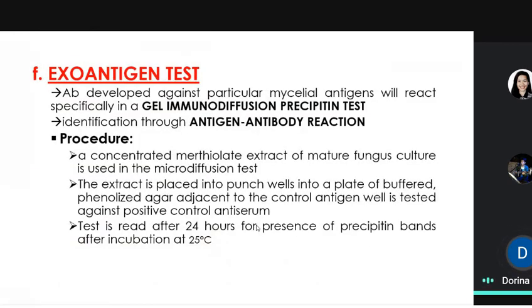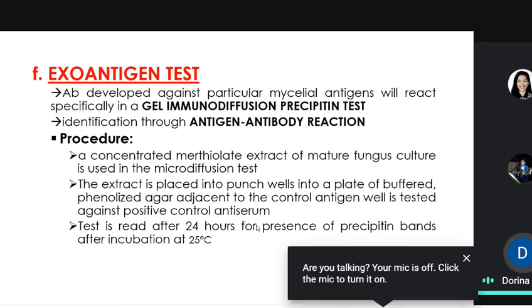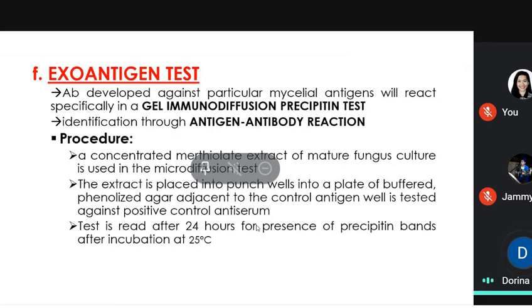Now, for the exo-antigen test, di ba kanina dun sa ating algorithm, may serology. So ito yung sa serology part din. Meron tayong specific antibodies that are developed against particular mycelial antigens that will react specifically in a gel immunodiffusion precipitin test. So that ang hahanapin nyo dito would be precipitation bands or precipitation lines. Kasi magkakaroon dito ng antigen-antibody reaction.